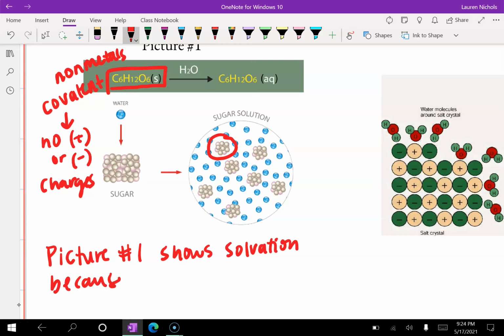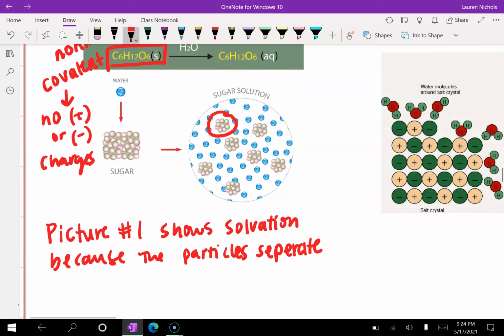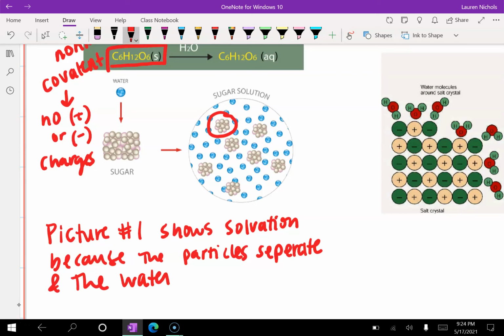because the particles separate and the water surrounds it. Okay, now you could explain why it's not dissociation, that there's no positives and negatives and things like that, but this would be sufficient.